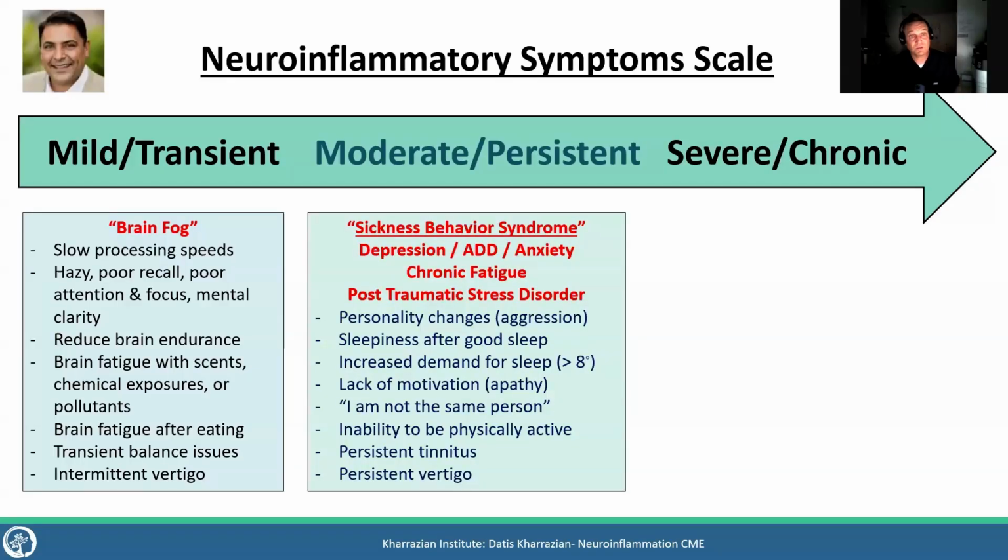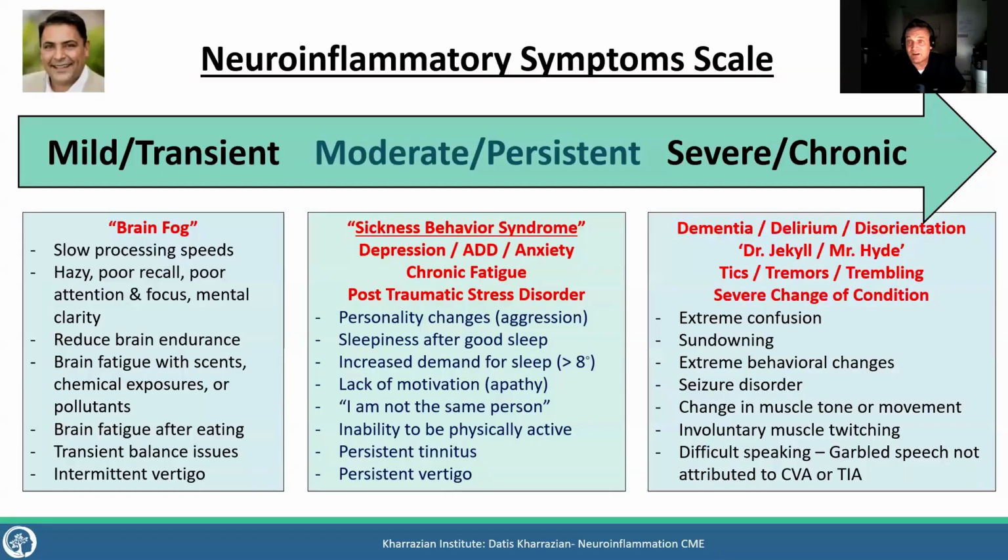We get a little bit more severe, and the medical literature, instead of naming it with a diagnosis, the medical literature says, hey, this is a sickness behavior syndrome. And the research community calls it sickness behavior syndrome. The medical community gives it a diagnosis. So that's when we say, well, that's depression, or that's attention deficit disorder, or that's chronic fatigue or post-traumatic stress disorder. That's chronic insomnia or dysmotivation syndrome or chronic tinnitus and ringing in the ears.